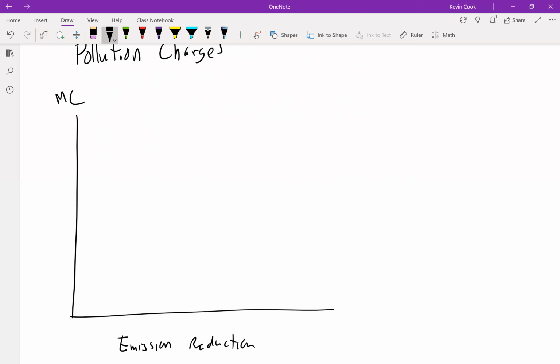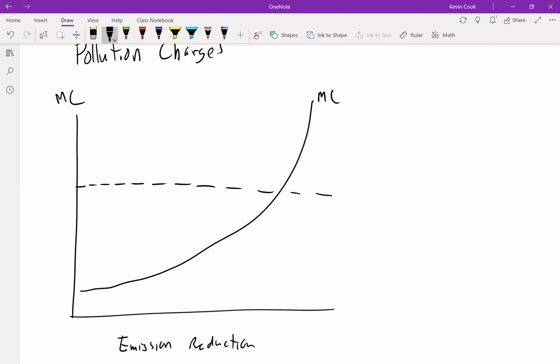And you'll have a tax say somewhere up here. And you'll have a curve that looks something like this. This curve will be our marginal cost. This will be our tax. Then on this marginal cost curve, you'll see a number of points on it. Right, it'll be like here, here, here, here, here, here. You'll see a number of points on it.